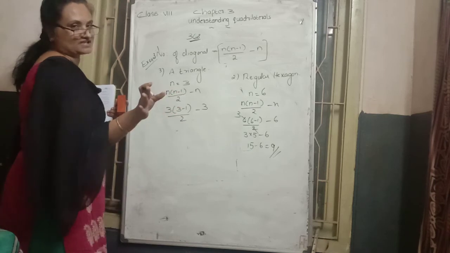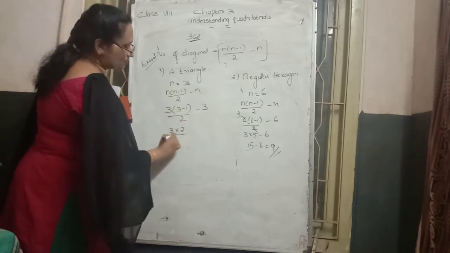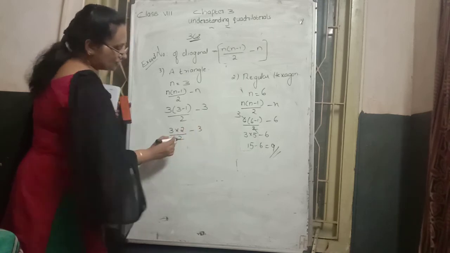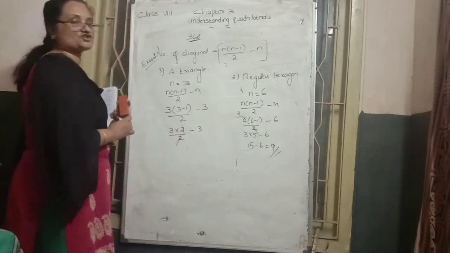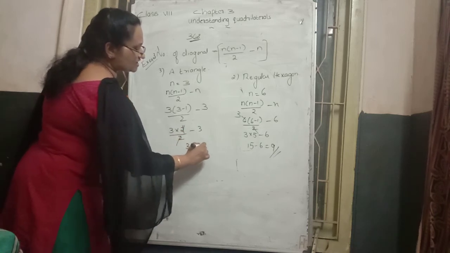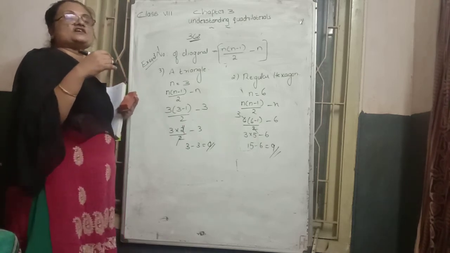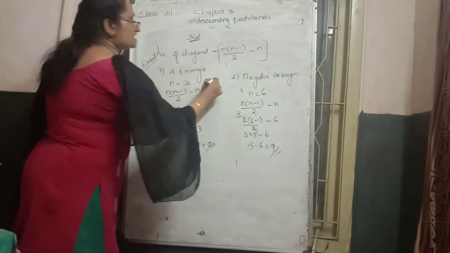2 and 3 cancellation is not possible. So 3 into (3 minus 1) comes to be how much? 2, by denominator 2, minus 3. Now denominator and numerator 2 cancelling gives 1. 3 into 1 becomes how much? 3. 3 minus 3 becomes how much? 0. So what can we say? We can't draw a diagonal.